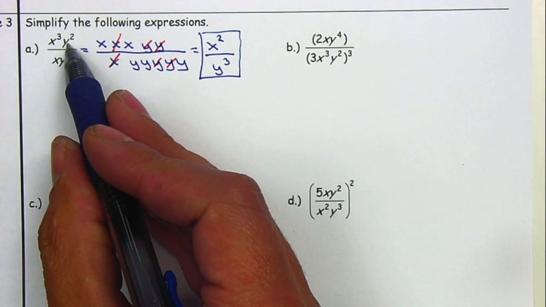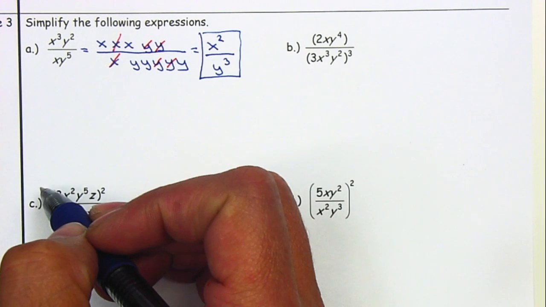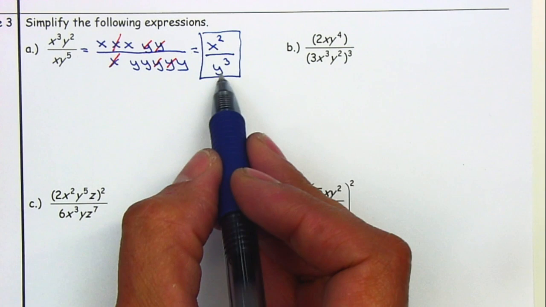The y's. How many y's do I have on top? 2. How many y's do I have on the bottom? 5. How many cancel? 2 cancels. And I have 3 left over on the bottom.